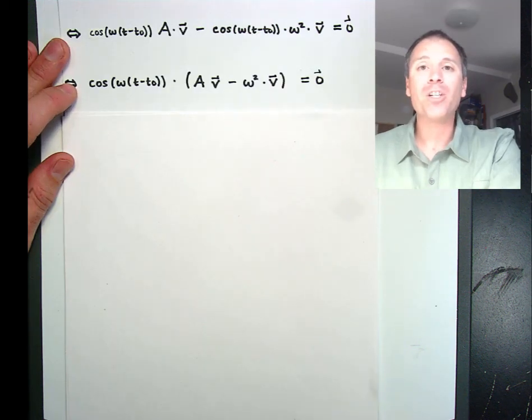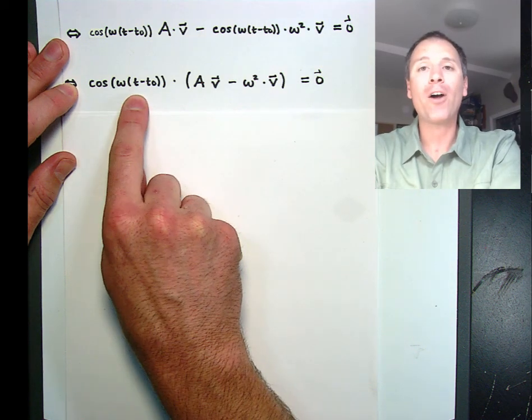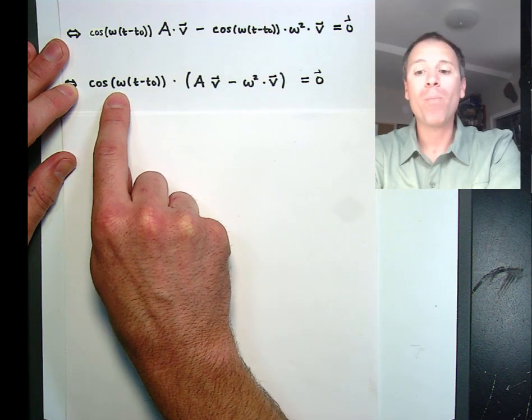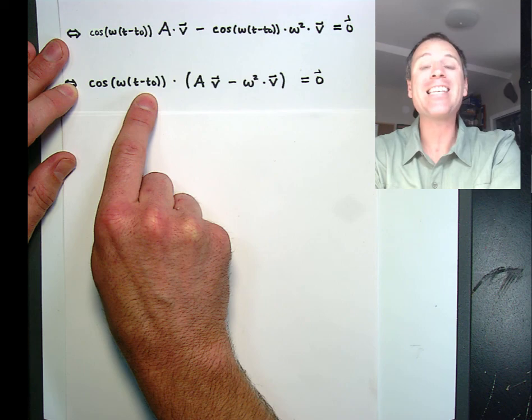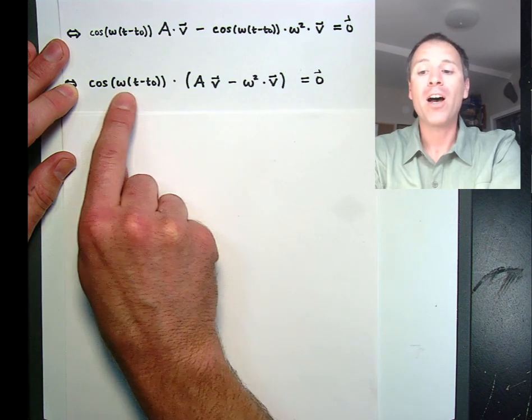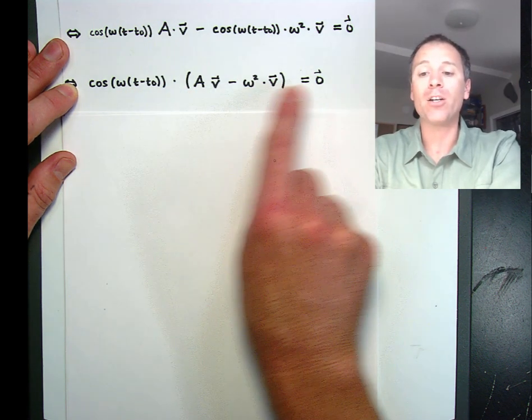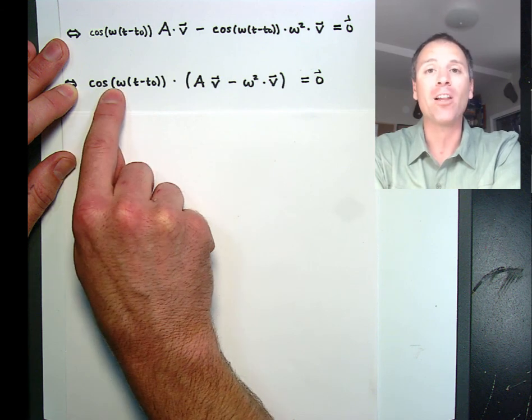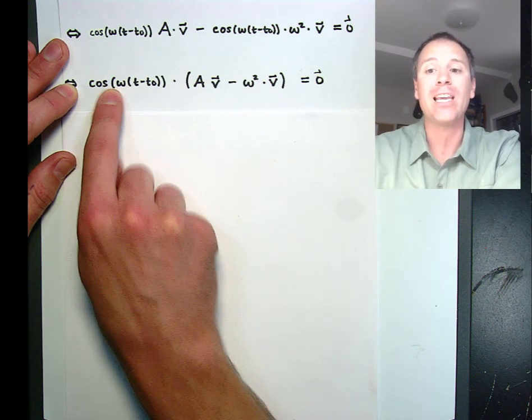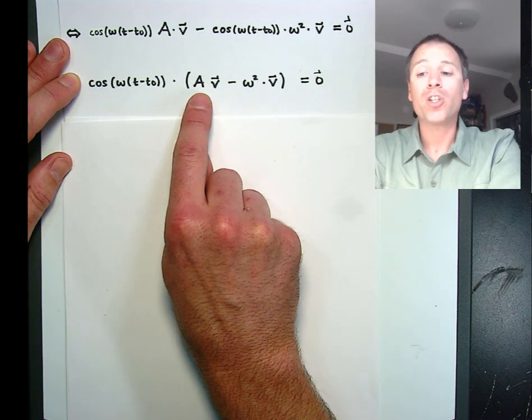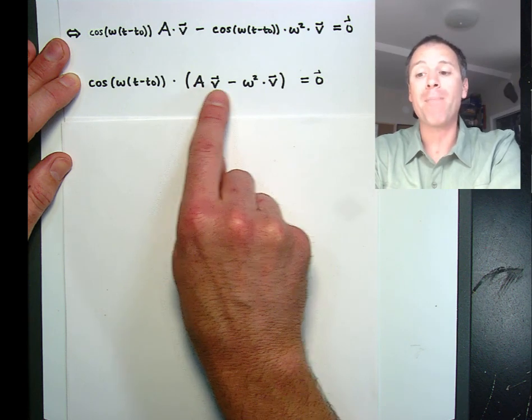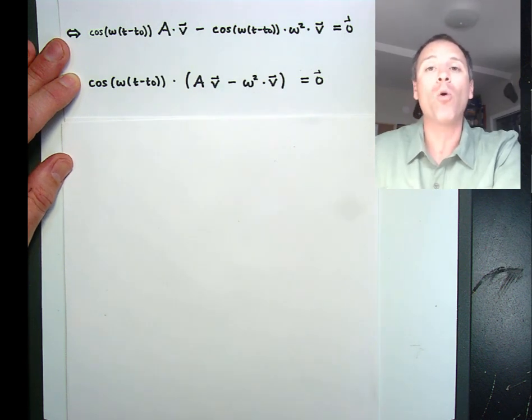But this relation must hold for all values of t. Cosine omega (t minus t naught) is not always going to be 0. Thus, in order for this product to be 0, it cannot be that this scalar is 0 for all values of t. In other words, we're going to focus our search on the term A v minus omega squared times v, but we know more than that.